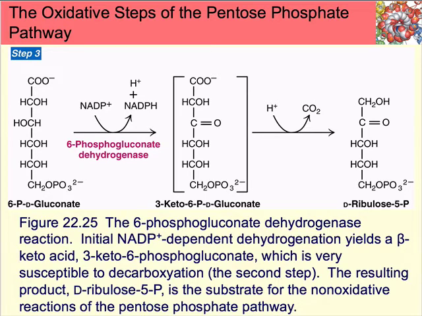And this shows you the 6-phosphogluconate dehydrogenase reaction, which takes 6-phospho-D-gluconate and turns it into ribulose 5-phosphate, with an intermediate shown that is a 3-keto 6-phospho-D-gluconate. In this reaction, the initial NADP+ dependent dehydrogenation yields a beta-keto acid, 3-keto 6-phosphogluconate, which is very susceptible to decarboxylation in the second step. The resulting product, D-ribulose 5-phosphate, is the substrate for all the non-oxidative reactions of the pentose phosphate pathway.